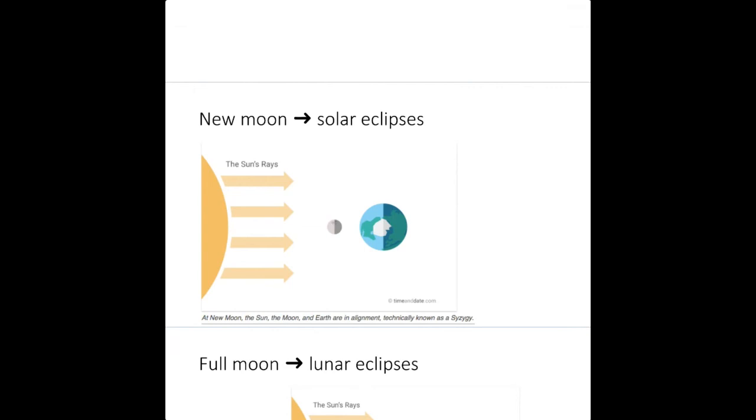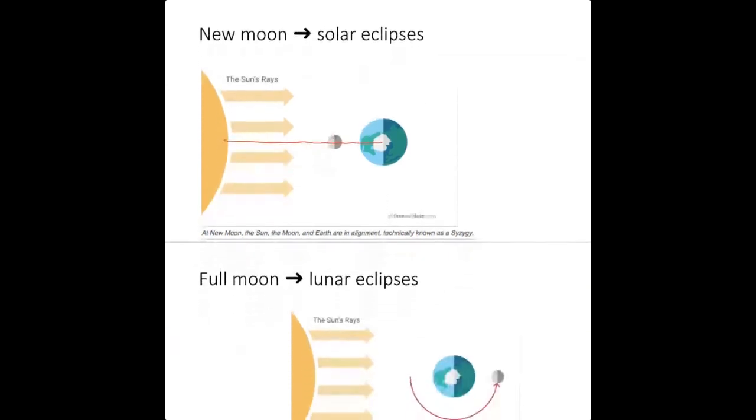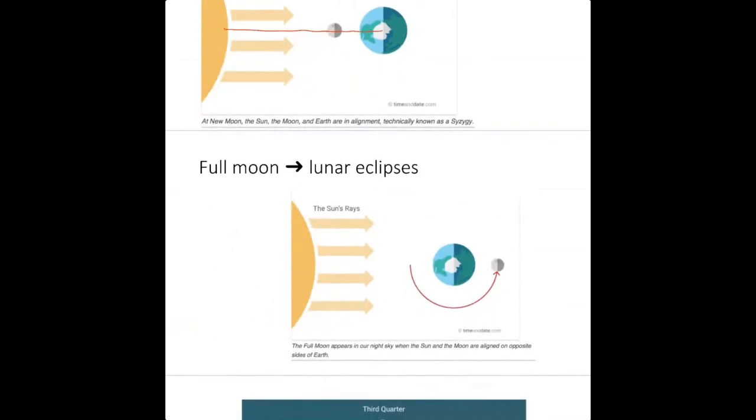And when you have new moon, the 3 celestial bodies are in alignment: the sun, the moon, and the Earth. Now, lunar eclipses only happen at full moon. And when do you get full moon? Full moon appears when, again, the sun, Earth, and moon are aligned, but now in an opposite position. They both are on opposite sides of the world, the moon on one side, the sun on the other.